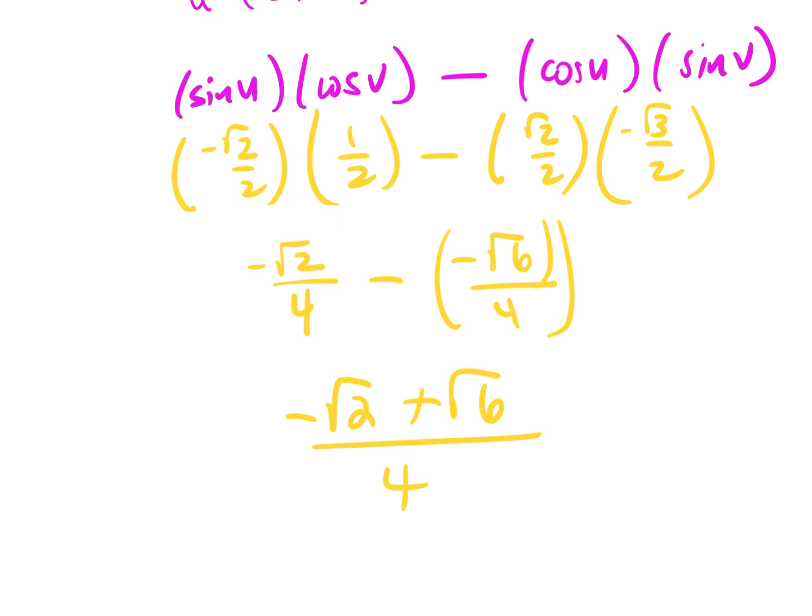Now, if you chose a different set of ordered pairs, your answer might look a little different, but however you write it, your negative root 2 should be negative, root 6 should be positive, and it's over 4. Depending upon which you chose, it might be in a different order, but that should be how it comes out. Does that make sense? It's not incredibly difficult. You just have to take your time. You got to pay attention to signs and that sort of a thing, but it's not crazy hard. We good? Okay.